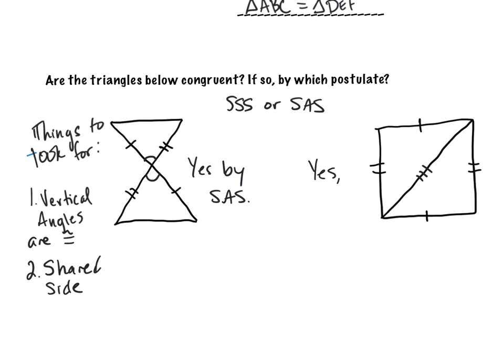So, if I know 3 sides, which one am I going to use to say they're congruent? Side, side, side, right?